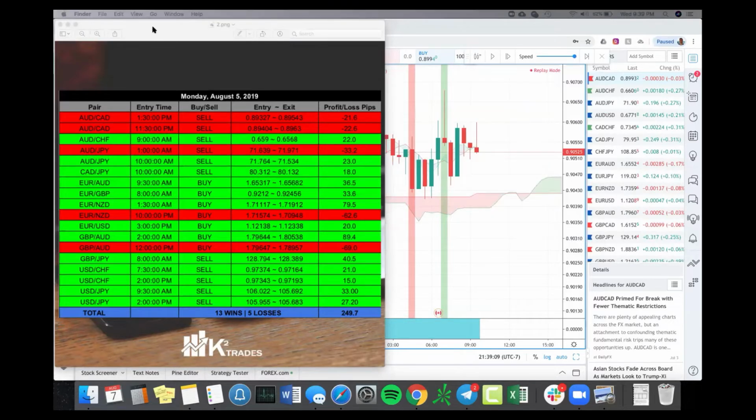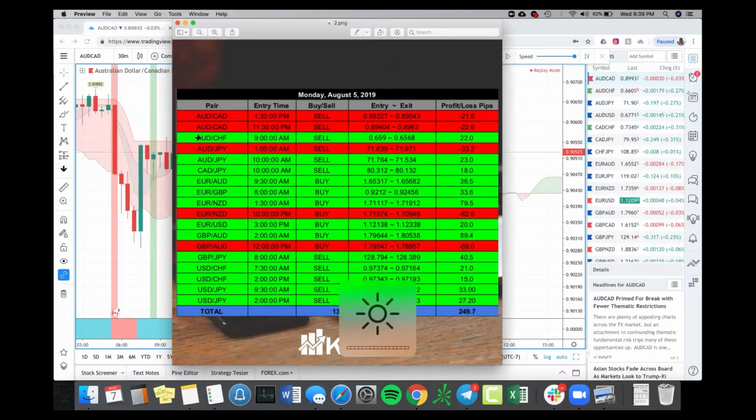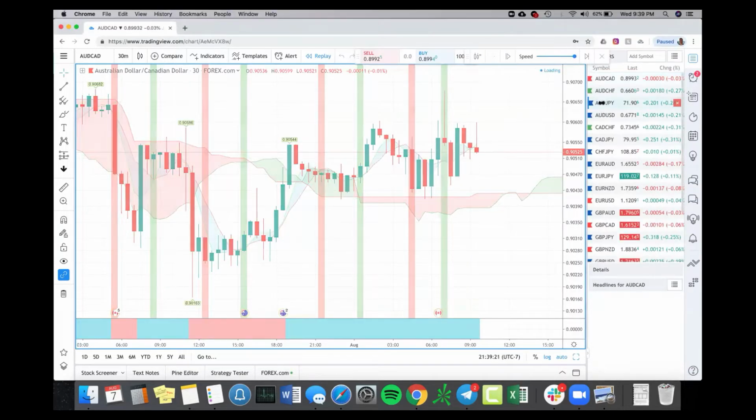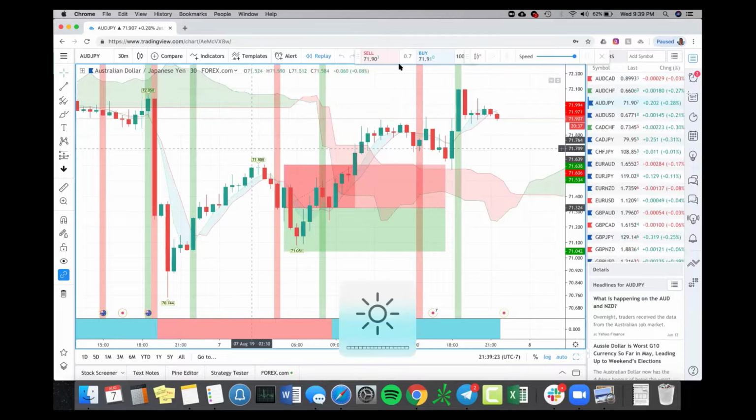Yeah, so these were the results from yesterday. We had Australian dollar versus Canadian dollar. Let's just start with Australian dollar versus the Japanese yen. So we have a win and a loss there, so actually both. All right, so this is yesterday on the 5th.